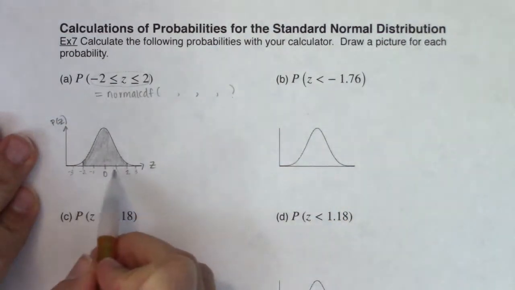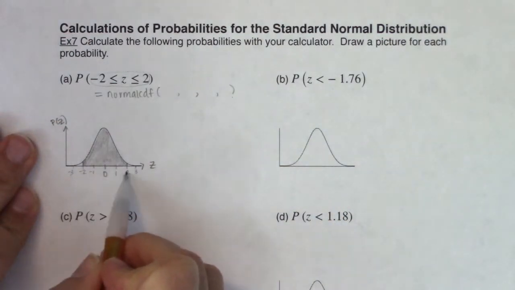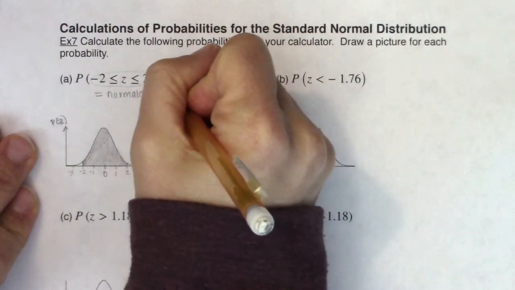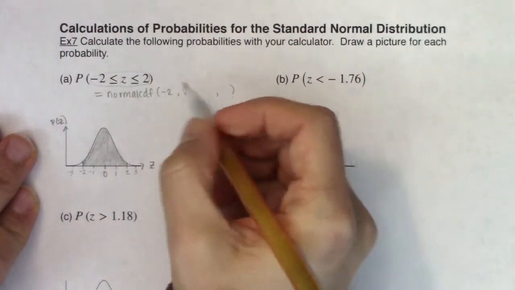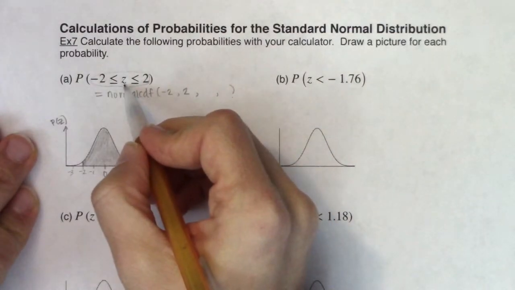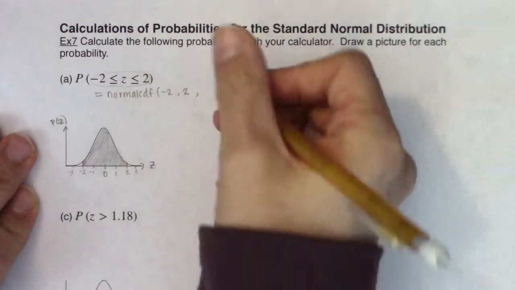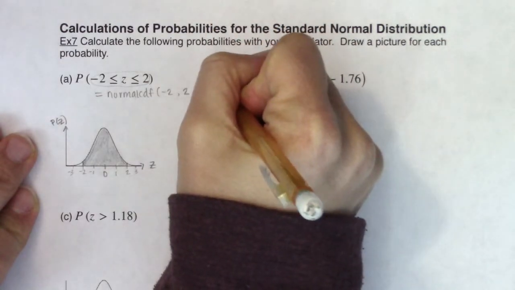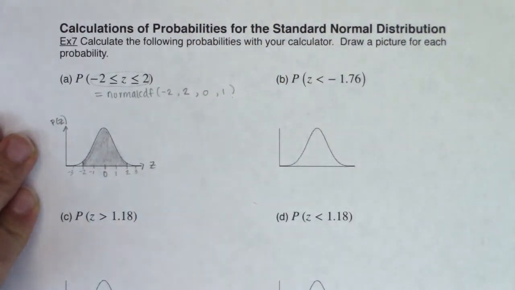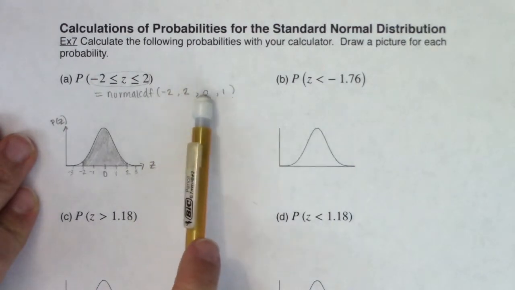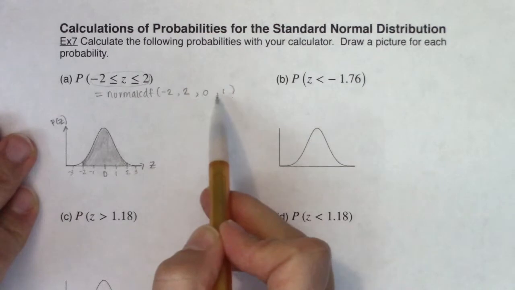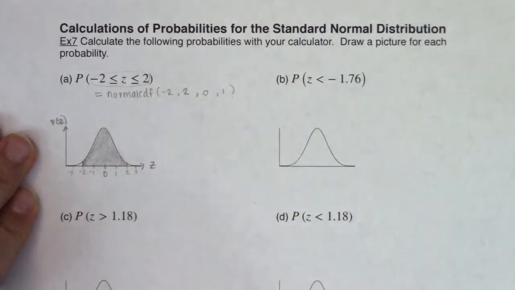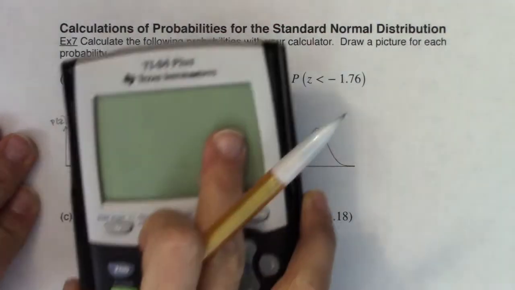So if we look at our x-axis, I was shading between negative 2 and 2. That is my high and my low. In terms of these last two numbers, when you are on the standard normal curve, these two numbers are standardized. They are always 0 and 1. So I'm always going to go low, high, mean, standard deviation. And when we're on the standard normal curve, these back two are always 0 and 1. So let's try this on our calculators.